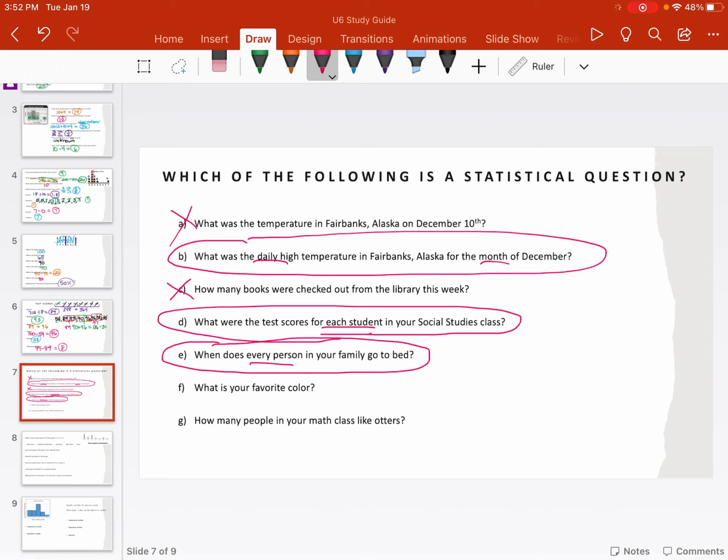What is your favorite color? Nope, that's asking one person for one piece of data. And how many people in your math class like otters? You're going to get one piece of data from that. 13 people like otters, something like that.